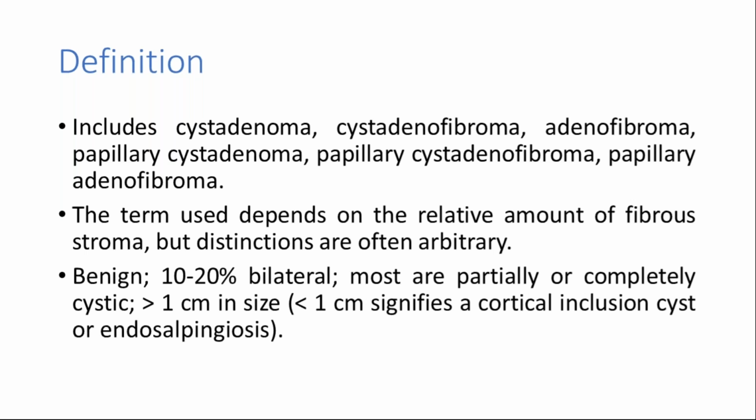Most are partially or completely cystic. That's the reason why they are cystadenomas. If anything contains cystic portions, right? So it may be complete or partial. And these are usually less than 1 centimeter in size. If the size is less than 1 centimeter, it signifies a cortical inclusion cyst or endosalpingosis. As I previously told, these serous cystadenomas can also be seen in the fallopian tube. If the size is less than 1 centimeter in the fallopian tube, we call it endosalpingosis. If the same thing occurs in the ovary, we call it a cortical inclusion cyst.